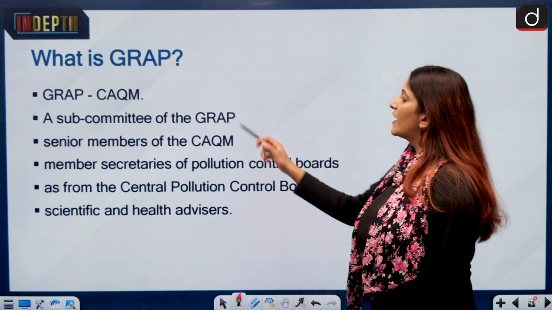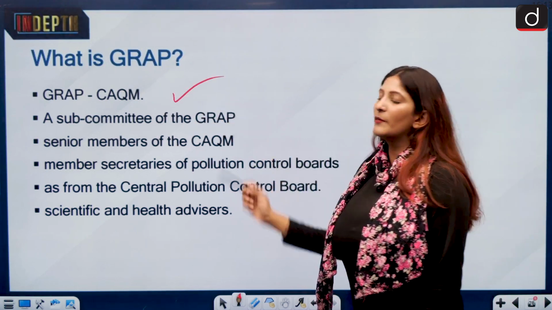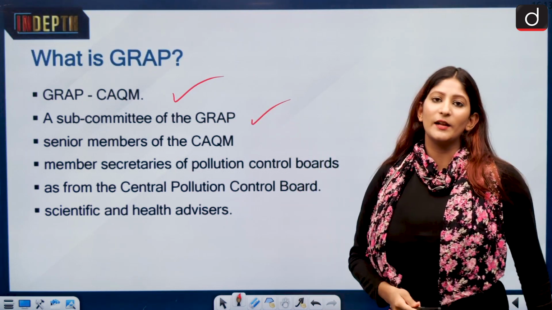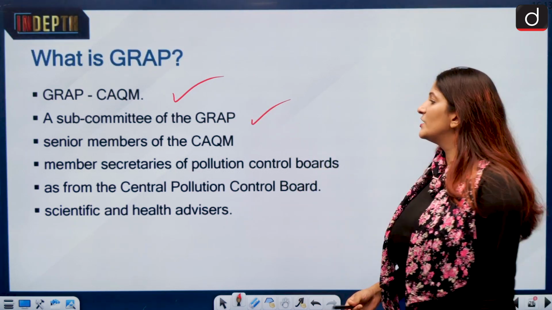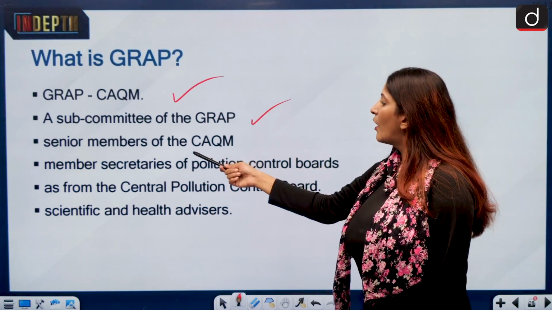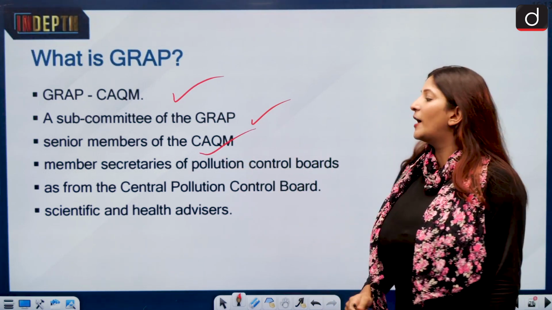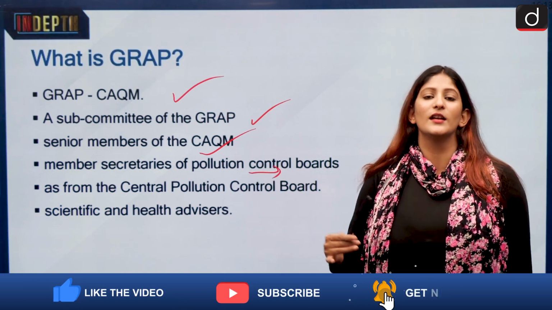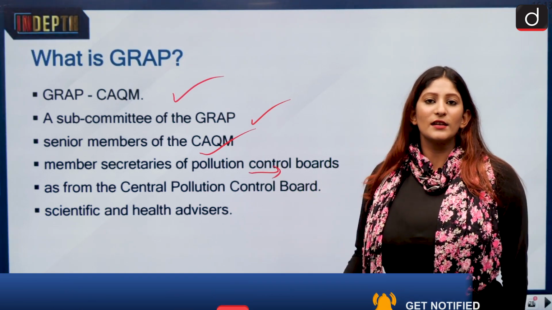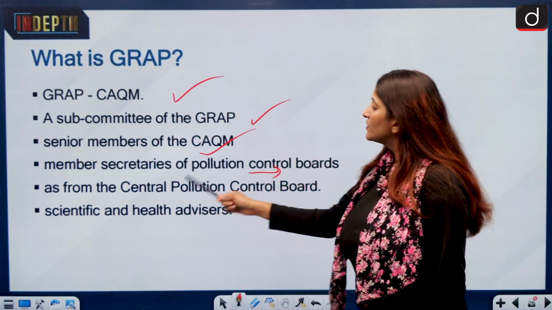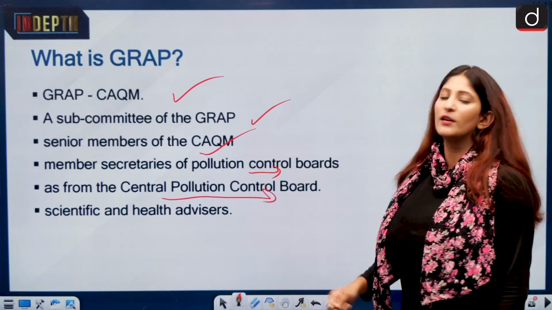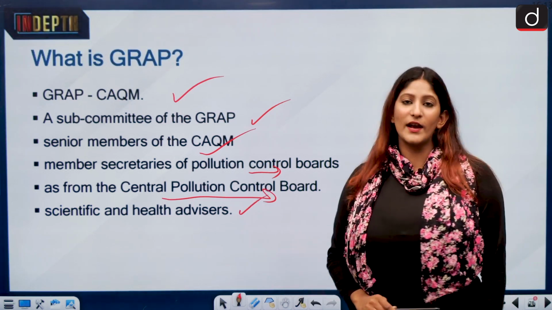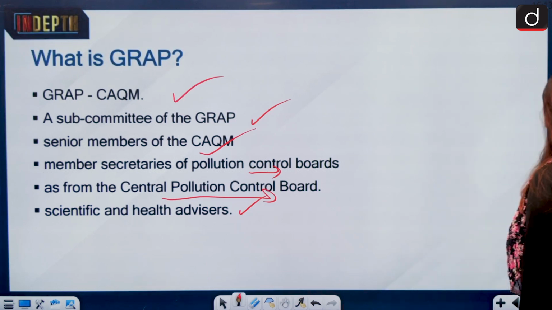And the Graded Response Action Plan is implemented by Commission for Air Quality Management through a subcommittee of the GRAP. Okay, a subcommittee is there under GRAP. Senior members of CAQM are there. Apart from that, member secretaries of Pollution Control Board of Haryana, Rajasthan, Delhi, and of course Uttar Pradesh are there, and also from the Central Pollution Control Board. Other than that, we also have health advisors and scientific advisors as part of the advisory subcommittee group.